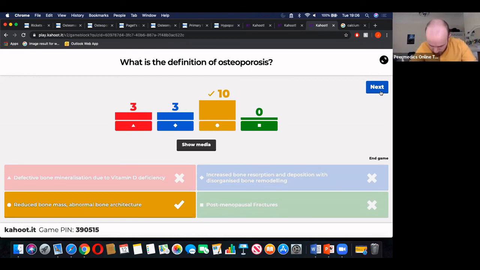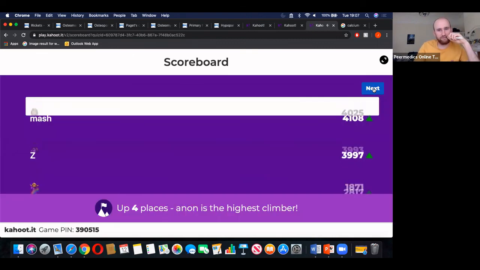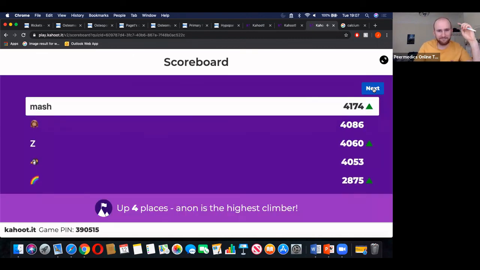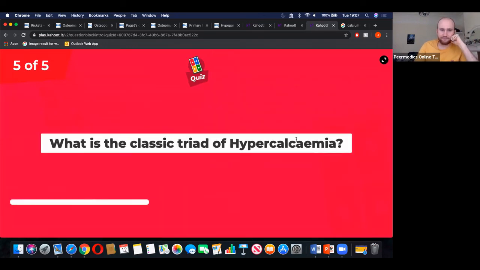So the blue one is Paget's disease, which we discussed earlier. That's the increased resorption and deposition, but it's all about the rate of bone resorption because of the high osteoclast activity, and then it's that disorganized bone remodeling which causes some of the symptoms as well. Postmenopausal fractures are what you can get with osteoporosis, but obviously that's not a definition. So, okay, good. MASH back in the lead. All right, last question.